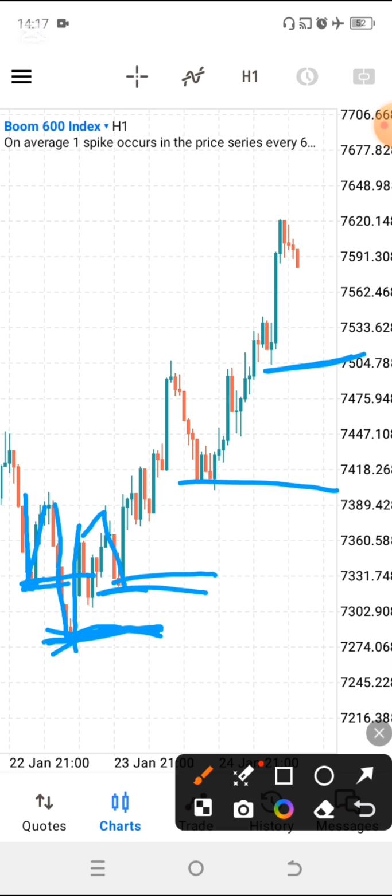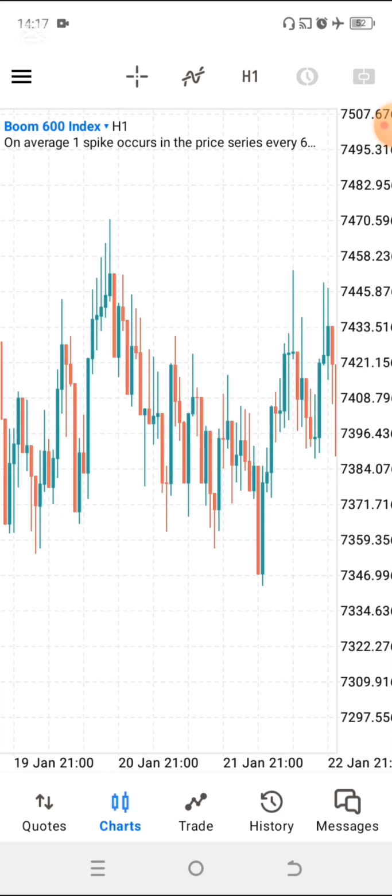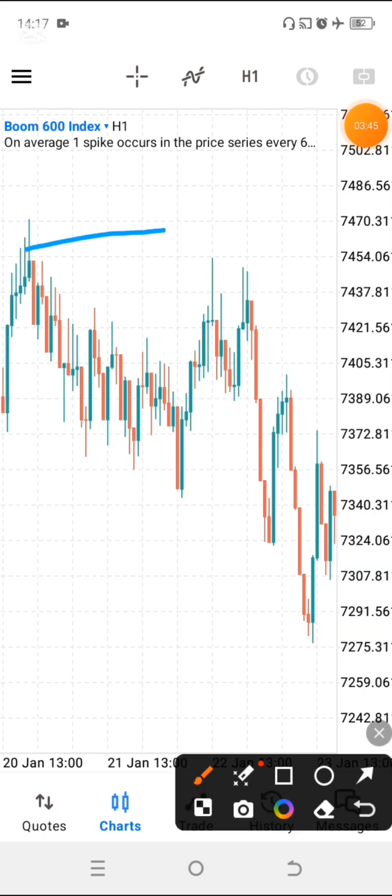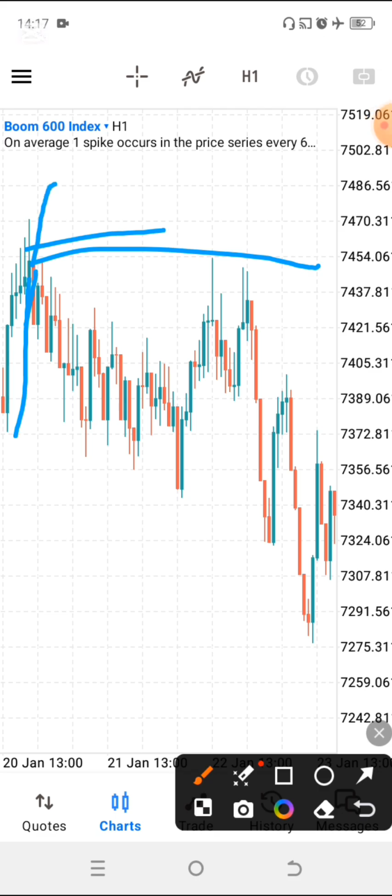Now that you understand this, the opposite is also true for a resistance. Over here, this is a resistance. Why? Because the market was going up, and when it reached this area, it failed to break past this area, but it rejected going down. And then over here again, the market pushed back to this resistance area, as you can see, and failed again to go past this area.